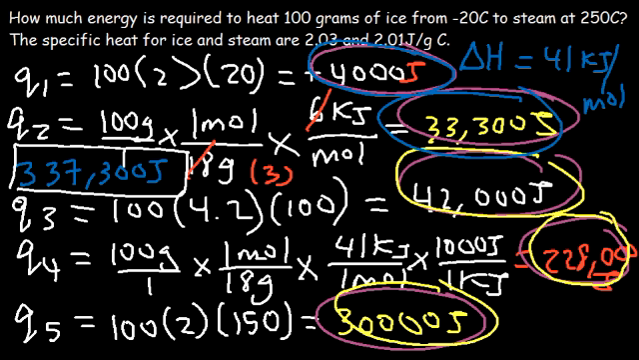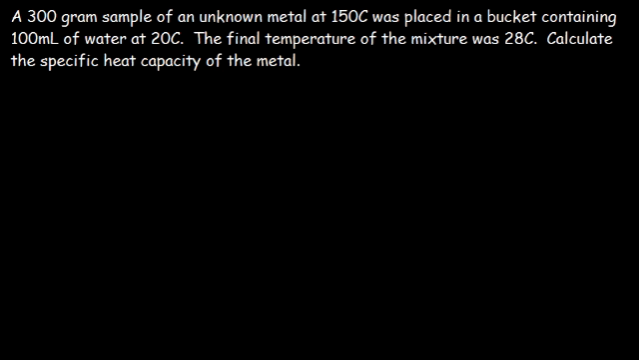Now if we want to, after we add these 5 values, we can convert the final answer to kilojoules. So to convert joules into kilojoules, divide by 1,000. So this is equal to 337 kilojoules.